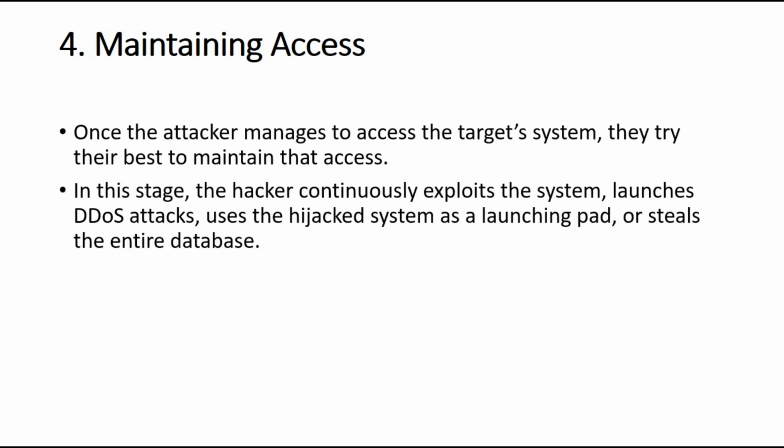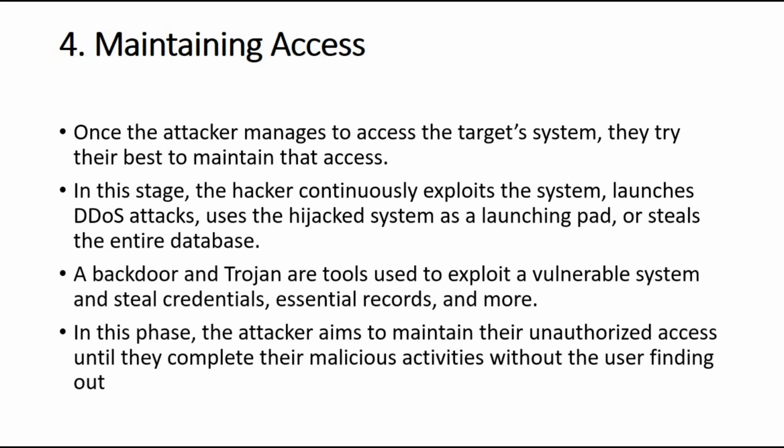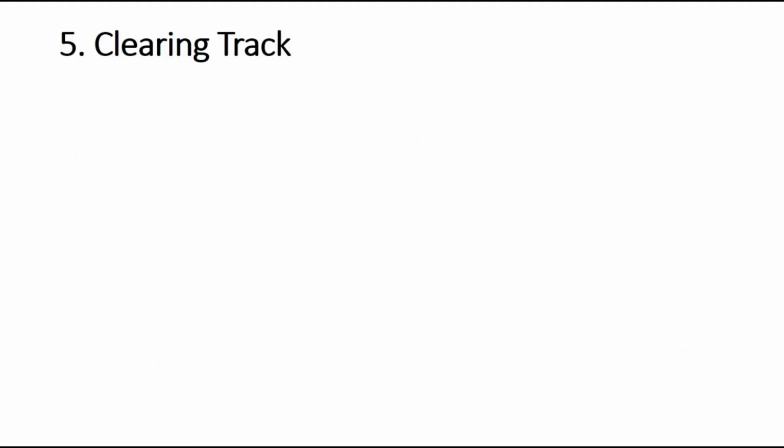The next one is maintaining access. Once the attacker manages to access the target system, they try their best to maintain that access. In this stage, the hacker continuously exploits the system, launching a DDoS attack, uses the hijacked system as a launching pad, or steals the entire database, you can say. And also you can keep a backdoor in that system or any Trojan, so that nobody can detect it, and the next time you come, you will directly get access. So that is what maintaining access is.